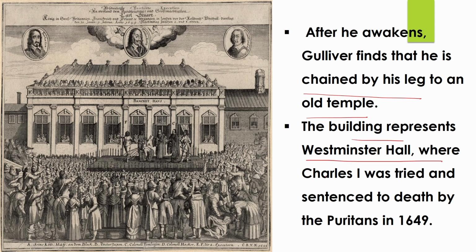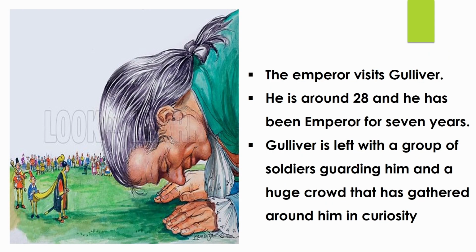The building probably represents Westminster Hall, where Charles I was tried and sentenced to death by the Puritans in 1649. They gave him only enough freedom to walk around the building and lie down inside the temple. More than 100,000 Lilliputians come out to see Gulliver.